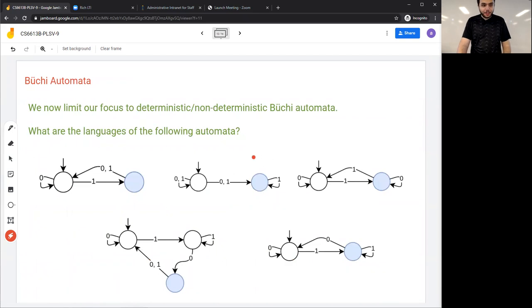So time for some contribution from the students. Let's say that these automata are all Büchi automata. And I want you to tell me what kind of languages they actually accept. So what is the language of this automaton?